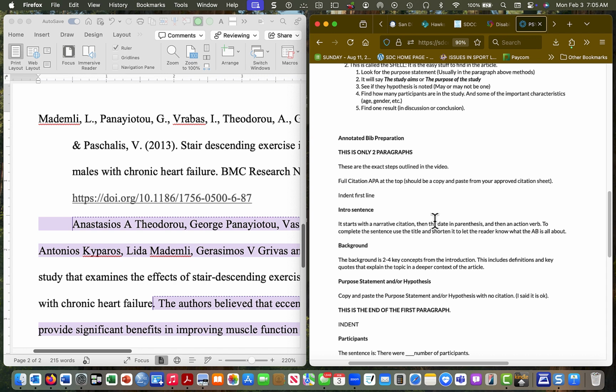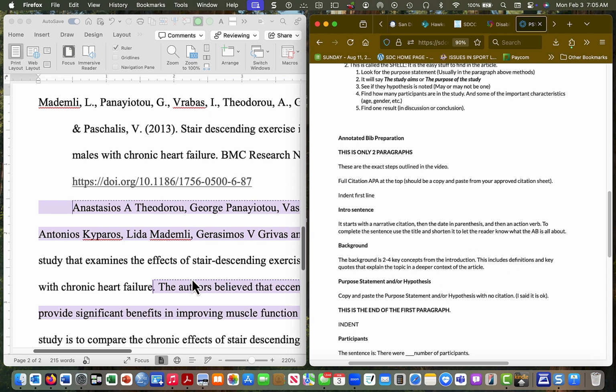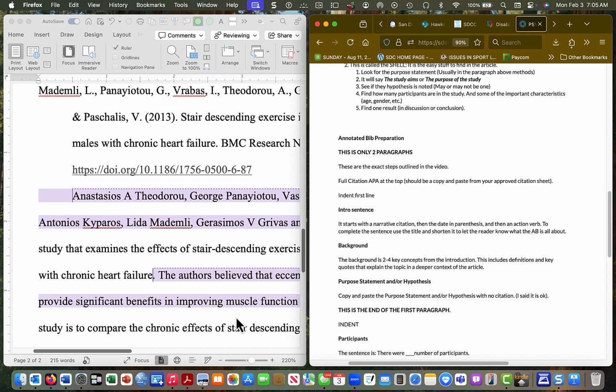There's how to do a narrative. It's either one author, two authors, three authors, or first name, last name of the first author, and et al. Okay, it makes it easy. That's a lot of typing, and it's not even correct. Okay? The background is two to four concepts from the introduction. This includes definitions and quotes. No definitions, no quotes, very little in this little section right here.